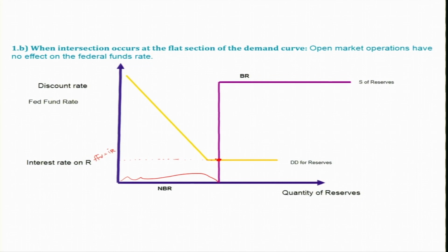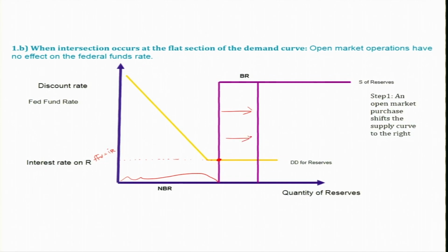Now let us see what happens when there is an open market purchase. You can see that there is no change. As a result of the open market purchase, the supply curve shifts to the right. However, there is no change in the Fed funds rate, because we have seen in the previous class sessions that the Fed funds rate will never go below the interest rate on reserves.